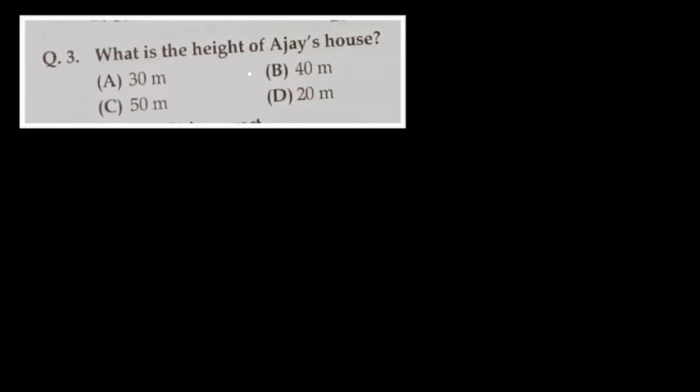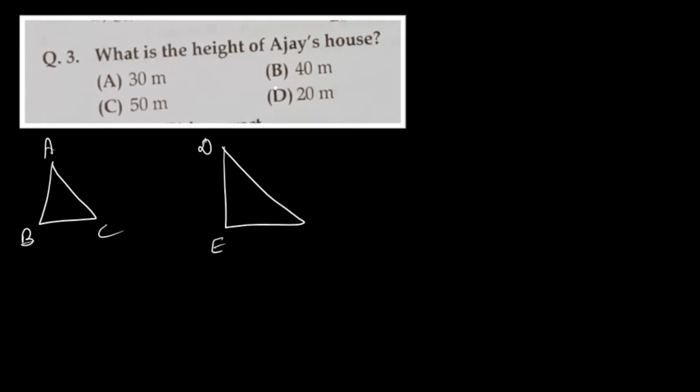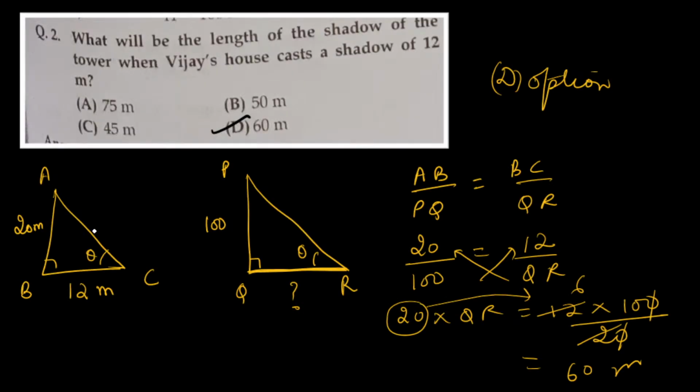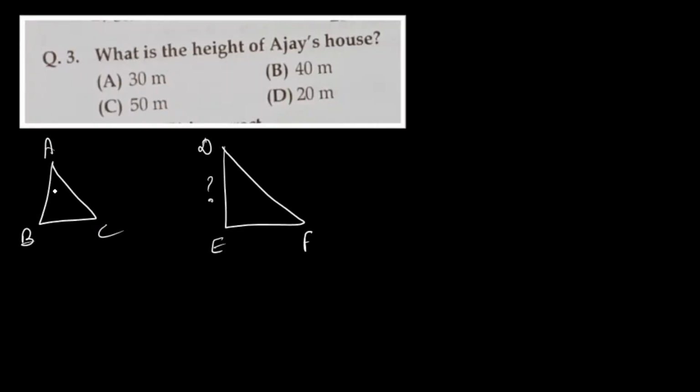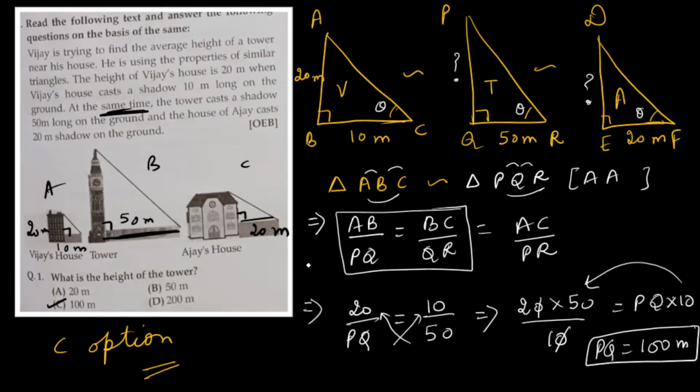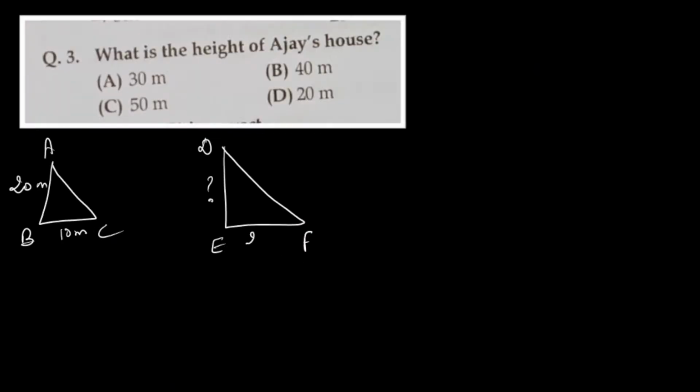I'll just redraw it. This is triangle ABC and triangle DEF, because I need to find the height of Ajay's house. So the height of Ajay's house is DE. What is given to me? Given are AB and BC, 20 and 10. So this is 20 meter, this is 10 meter, and this is given to us as 20 meter again. EF is 20. So we have to find DE.